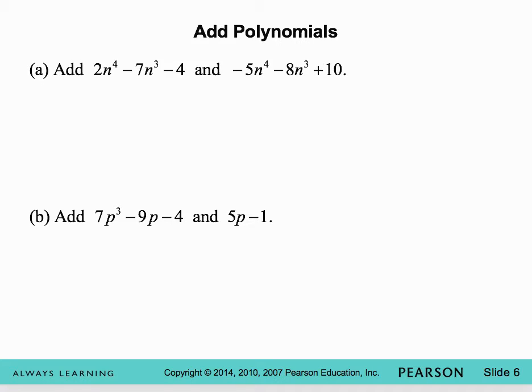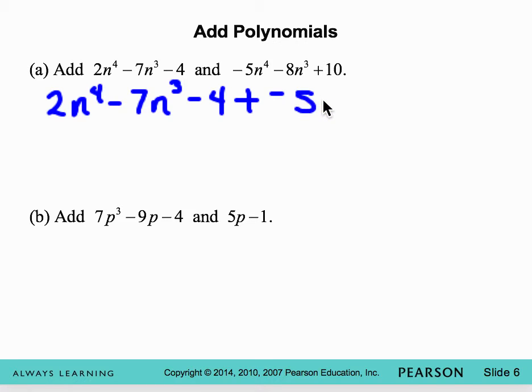Let's try it again. So add this trinomial and this trinomial. So I've got 2n to the 4th minus 7n cubed minus 4 plus, now be careful, that's -5n to the 4th minus 8n cubed plus 10. And remember, if we have those double signs, we do not want double signs. If the signs are different, it just means it's a minus.